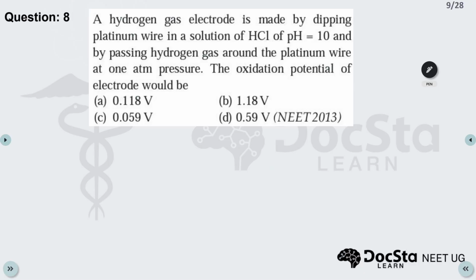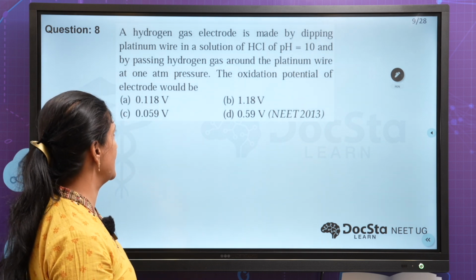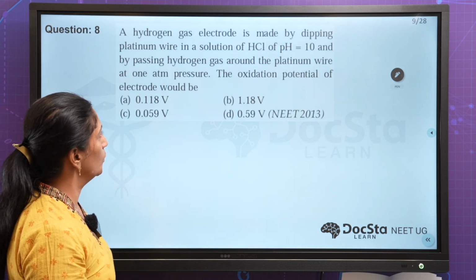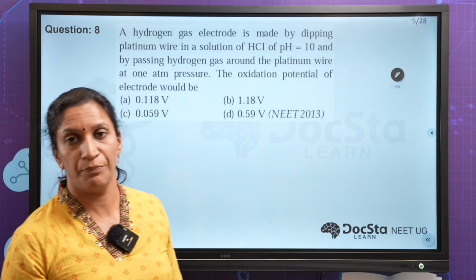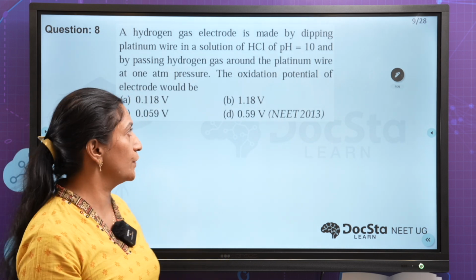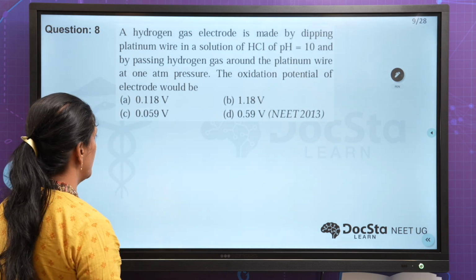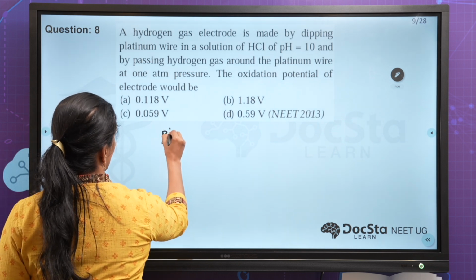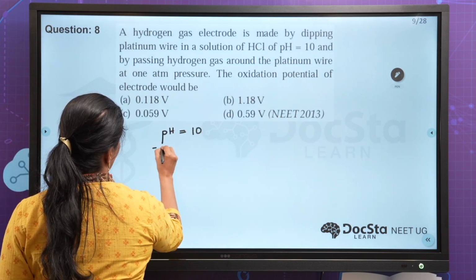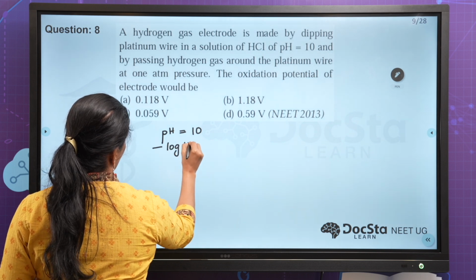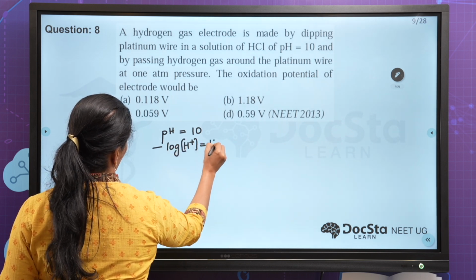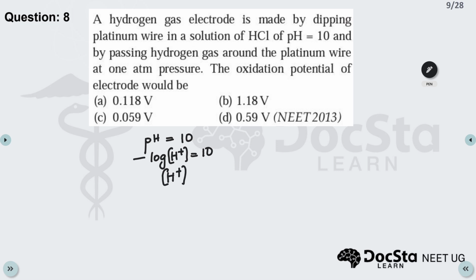So the next question here is, a hydrogen gas electrode is made by dipping platinum wire in a solution of HCl, and the pH of the solution is given as 10, and by passing hydrogen gas around the platinum wire at 1 atmosphere pressure. The pressure also is given as 1 atmosphere. The oxidation potential of the electrode, we are to determine. Now the pH of the solution is given as 10. We know the minus log H plus ion is the pH. So minus log H plus ions is equal to 10, or the H plus ion concentration becomes equal to 10 to the power of minus 10.